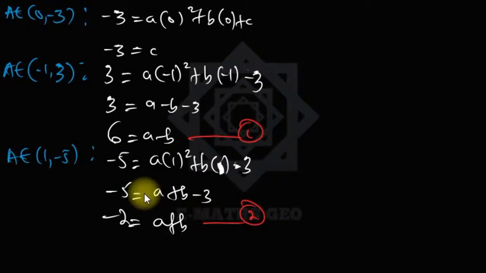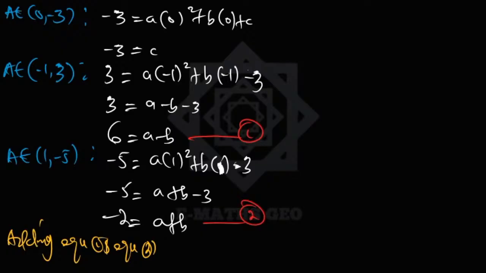So let's solve by elimination. Let's add equation 1 and equation 2 so that we eliminate b. We'll see that by adding, 6 plus -2 is 4, a plus a is 2a, so b is gone. So we'll solve for a. We see that a is 2, so we've gotten the value of a.